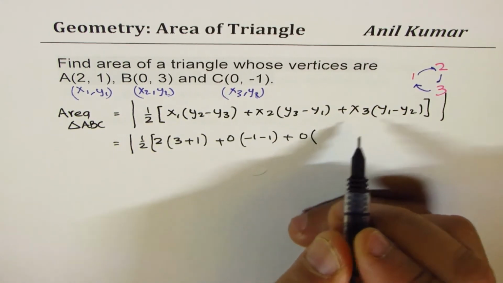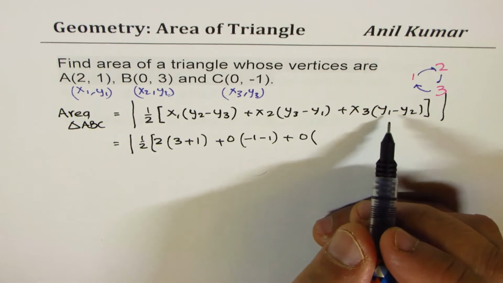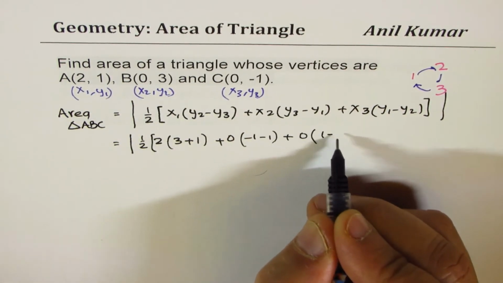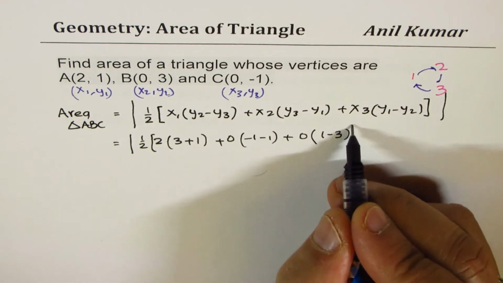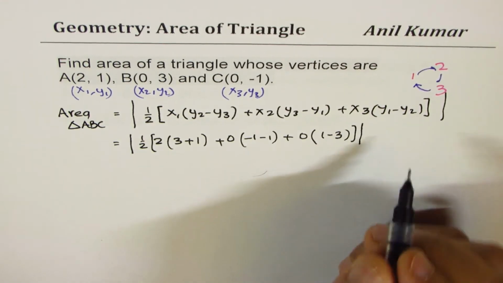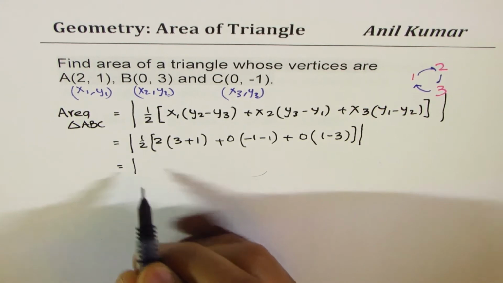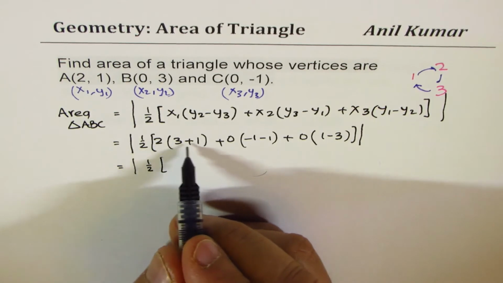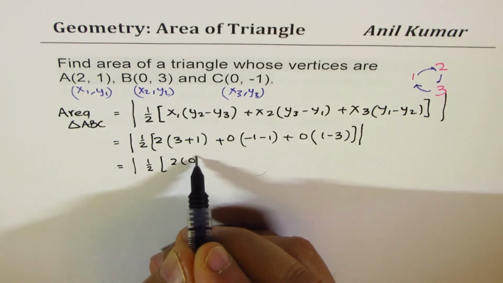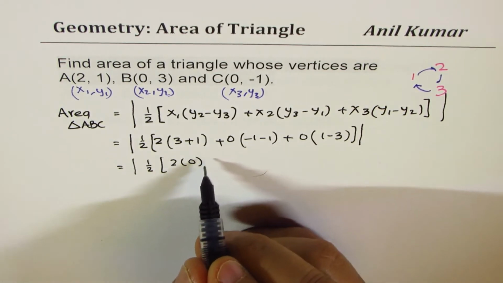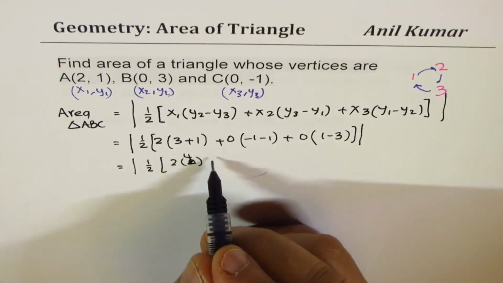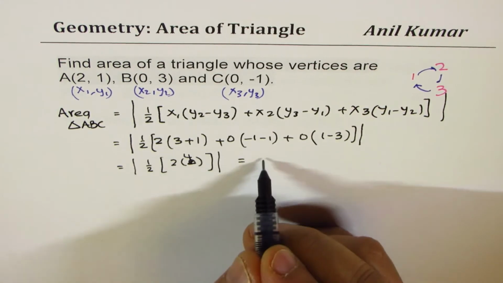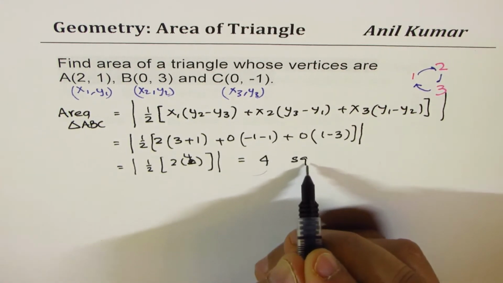So what I've done is taken very simple values to calculate. y1 minus y2. So y1 minus y2 is 1 minus 3, right? So the beauty is I don't really have to use a calculator, right? So what we get is the absolute value of half of, here we have 2 times 4, at least we have a number here. 2 times 4, so 2 and 2 cancel, and we get 4 square units.